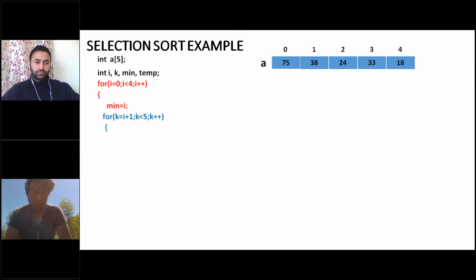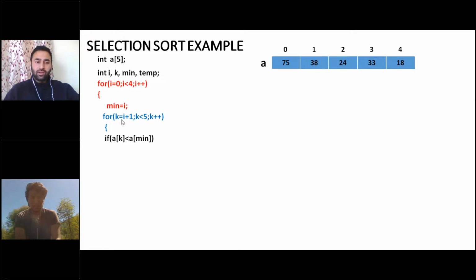This inner loop will start from k equal to I plus 1 and k less than 5. See, if a of k is greater than a of minimum, what is k? K is the next element, minimum of I. This is the 0th element. See, this is minimum of I. It is pointing to this location, the 0th element. And k equal to I plus 1 is pointing to this location. If you have assumed that this location is minimum, then you are now going to compare this element with every other element in this array.